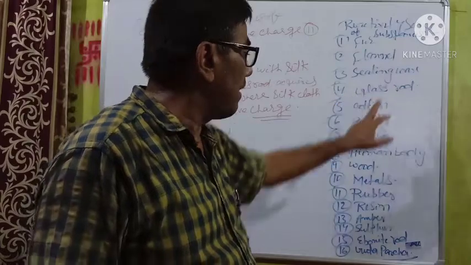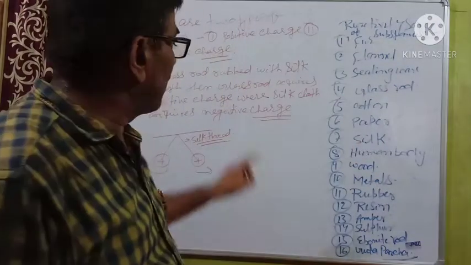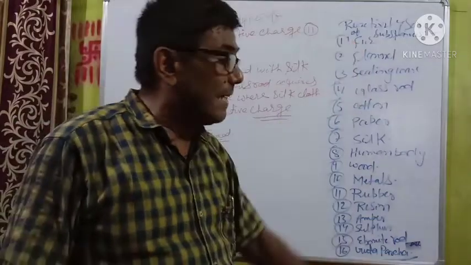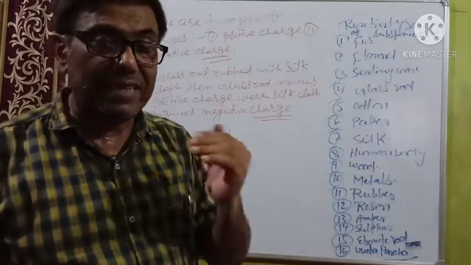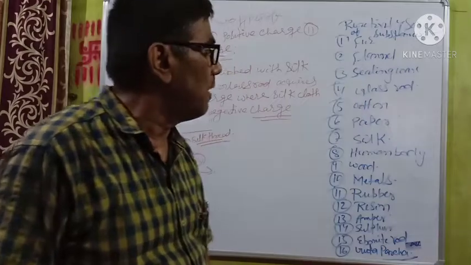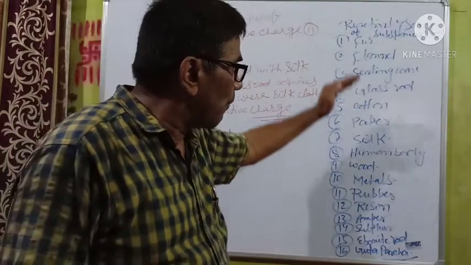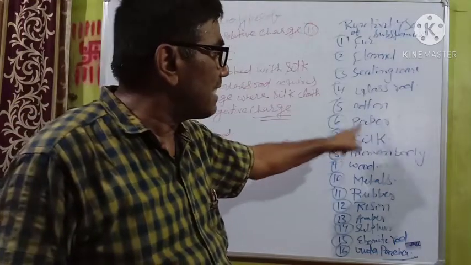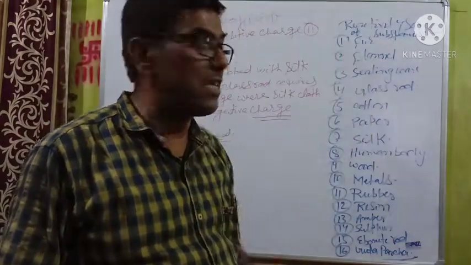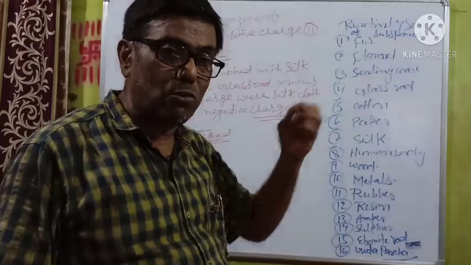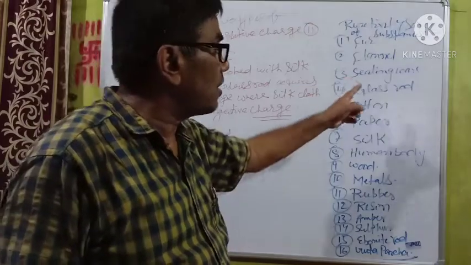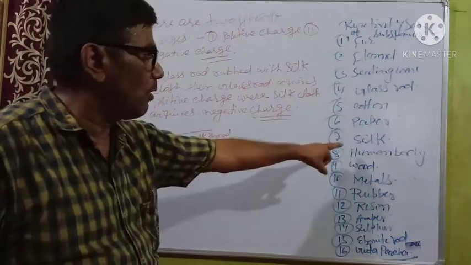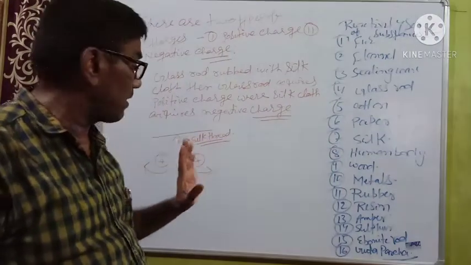When the glass rod is rubbed with the silk cloth, the glass rod acquires the positive charge because it is the more reactive substance. It has the tendency to lose electrons. The silk cloth, which is below the glass rod, is less reactive in the reactivity series, so it has the tendency to gain electrons. Due to this, the glass rod acquires the positive charge and the silk cloth acquires the negative charge.